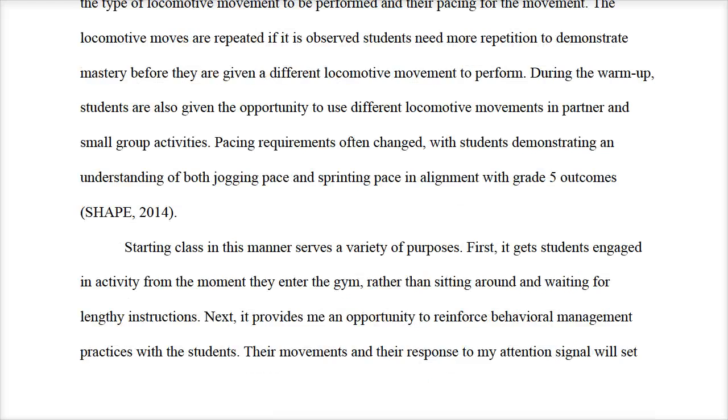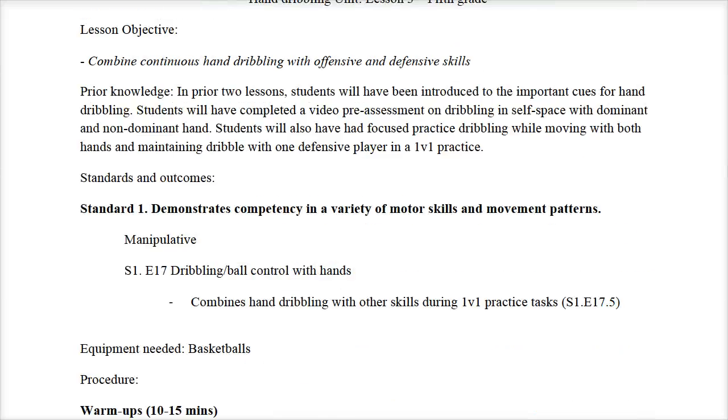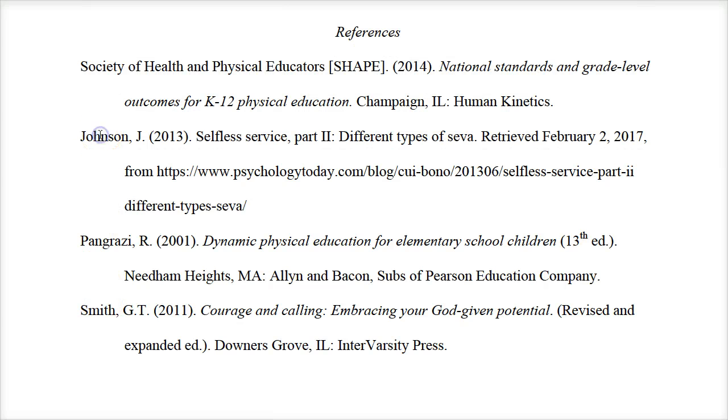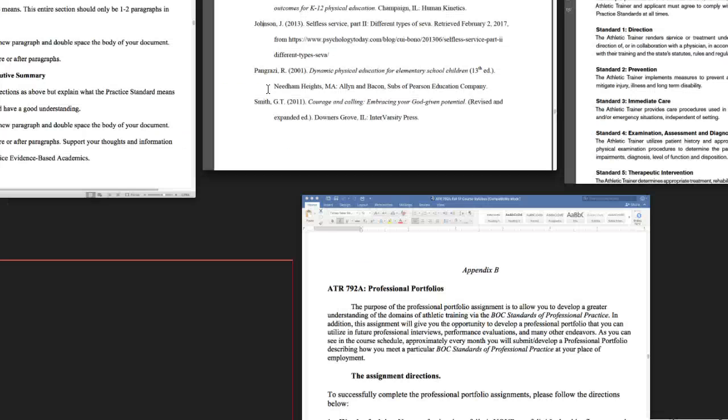And then if we go to the reference page, way down here, hopefully this doesn't make you sick, oh, I just noticed there's a mistake in the reference page. The thing that's wrong in this reference page is this should be in alphabetical order. It should be Johnson first, then Pangrazi, then this society, then Smith. These should be placed in alphabetical order. Didn't notice that before. Bad, Jim.